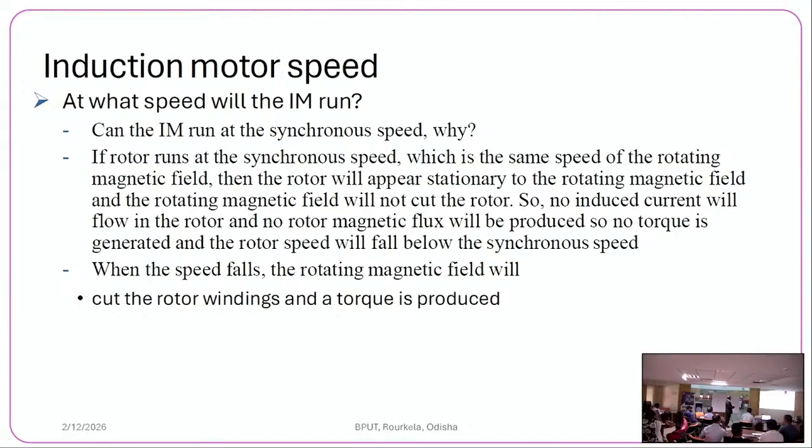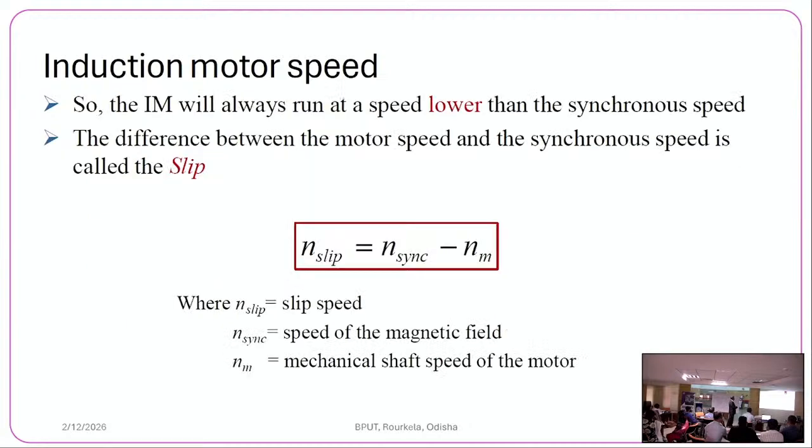So can the induction motor run at synchronous speed? Why not? That you know, and we have also discussed. Nothing new. Because of the air friction and bearing friction, some frictional torque is there which opposes the rotation. At synchronous speed, the induced torque is 0, so it will rotate at a speed less than that. Then the speed falls, the rotor windings are cut, and the torque is produced.